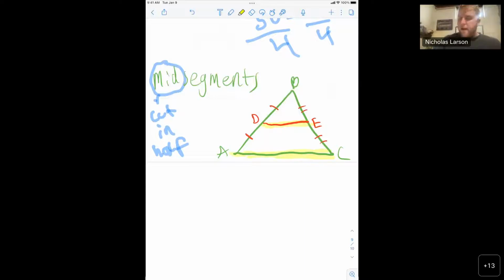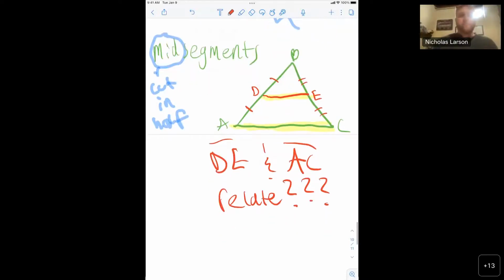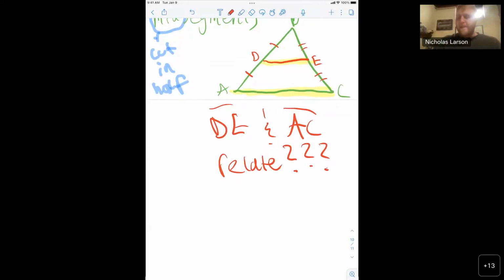Does anyone know how are DE and AC related? How do they relate? DE is 1/2 of AC. That is correct. That is one way to say it. The other way to say it is AC is twice as big as DE. So if I call DE X, AC is going to equal 2X.